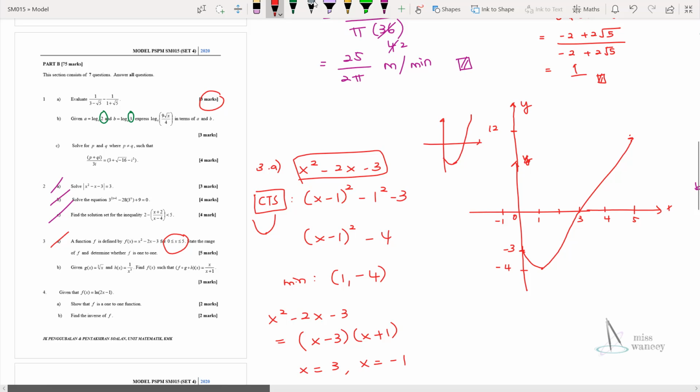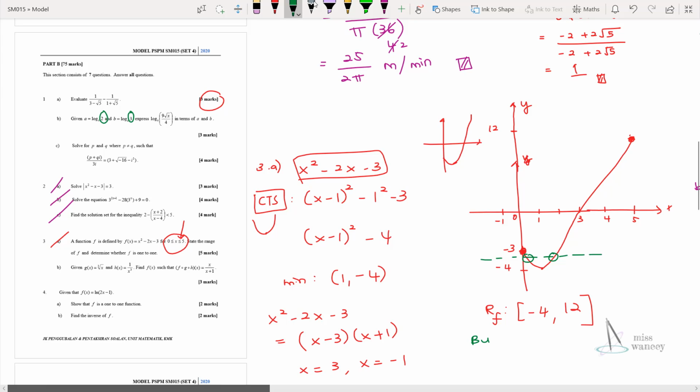Okay, so they ask for the range. So range of f. We start from the lowest point, which is -4, up until the highest point, which is 12. And since I do see those equal signs over there, this is also equal. Okay, so now determine whether f is 1 to 1. If you are doing the horizontal line test, you should be able to see that this line cuts at 2 points. So this is definitely not a 1-to-1 function.